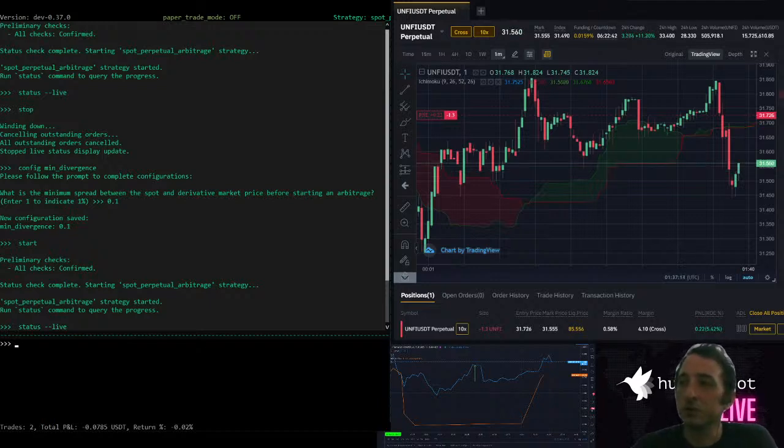So you do a less risky trade. If you put these values too close to each other, it's increasing the risk of doing bad trades due to thin order book.